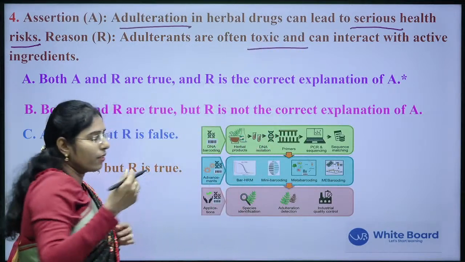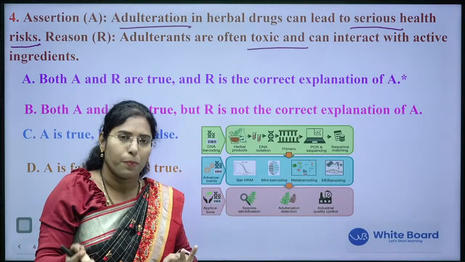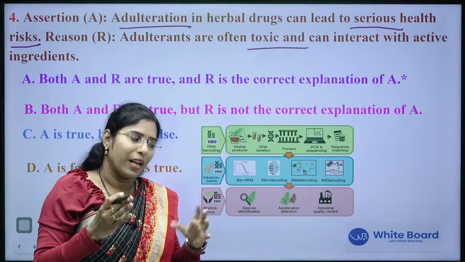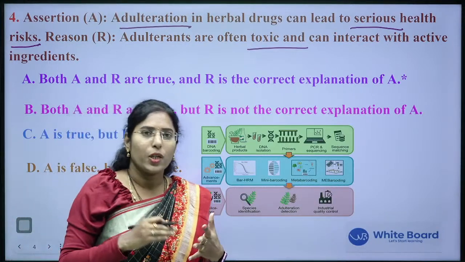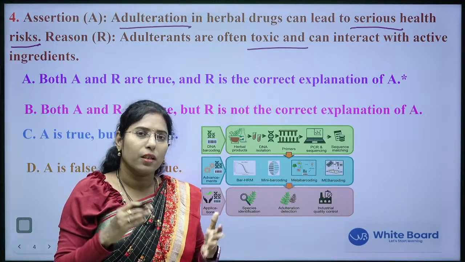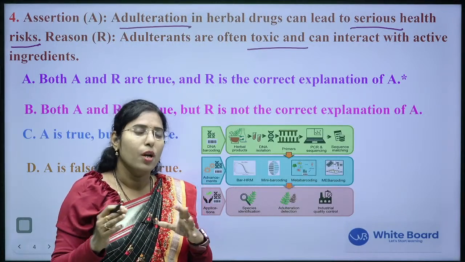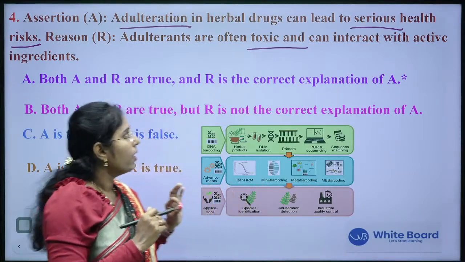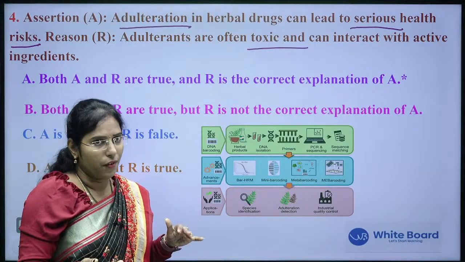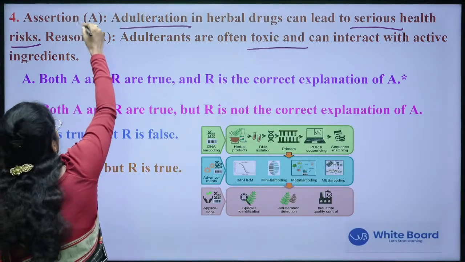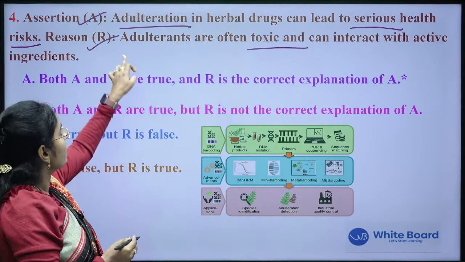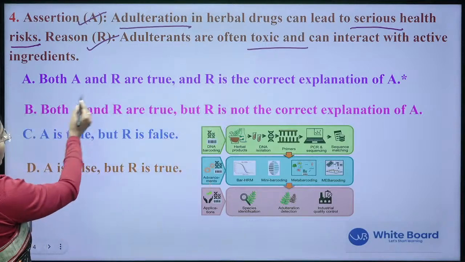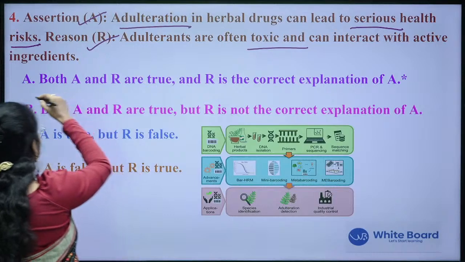Adulteration is nothing but mixing a substance into another substance in order to decrease the quality of that particular product. For example, if you take honey, they mix corn syrup or starch syrup in order to decrease the quality and reduce the cost. That may cause some serious health effects also. So, here both assertion and reason are true and it is the correct explanation for the assertion. Both A and R are true and R is the correct explanation of A.